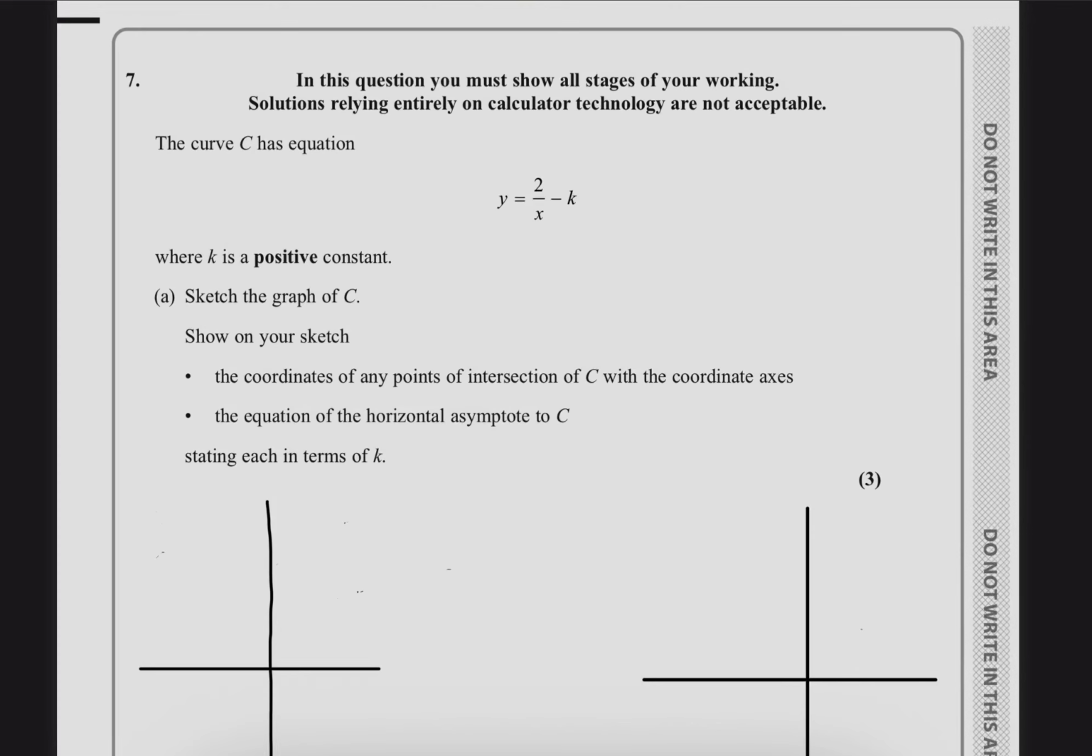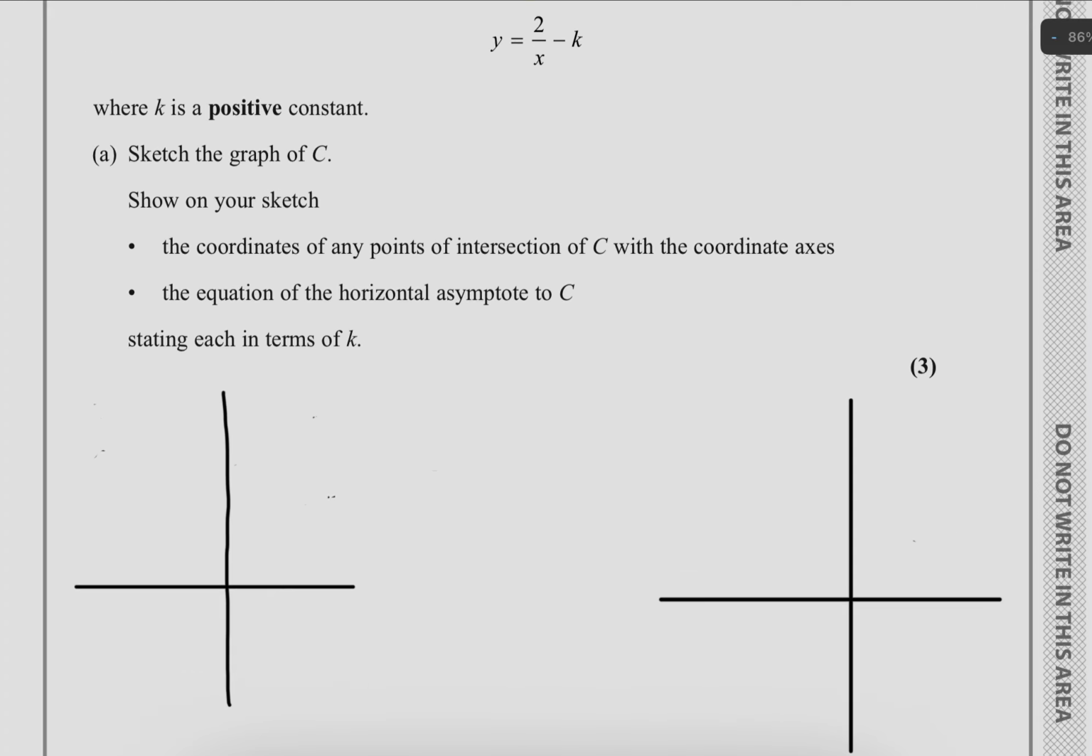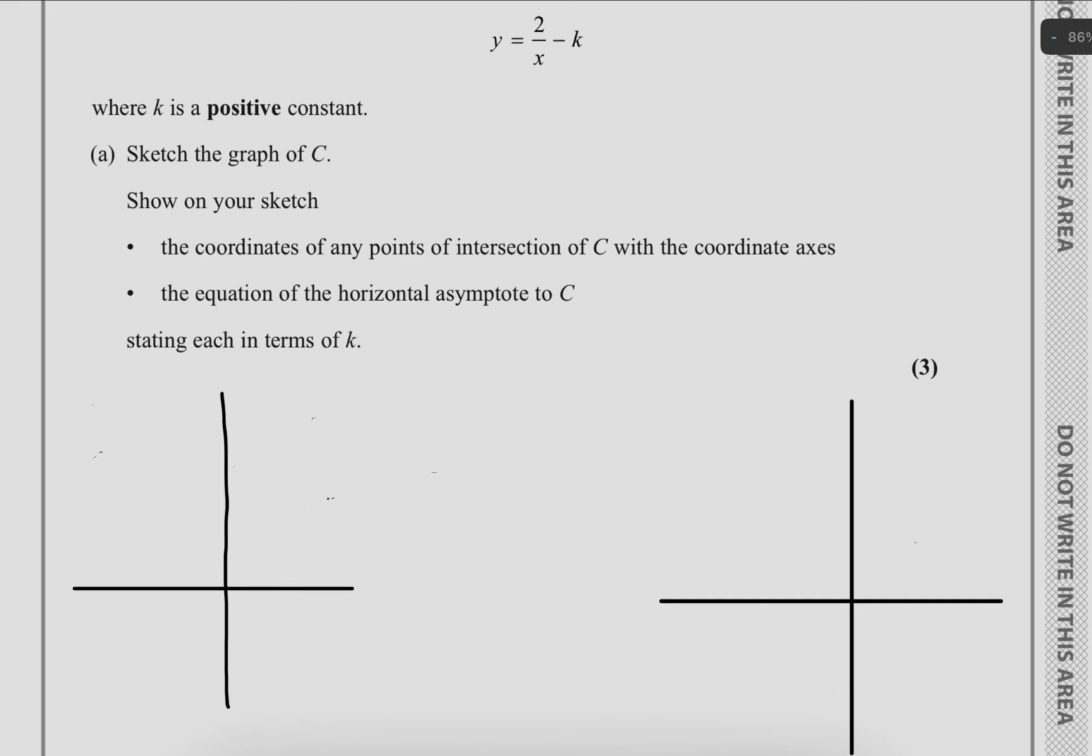For the next question, question 7, we have y is equal to 2 over x minus k. K is a positive constant. This is important. Sketch the graph of C. For this one, for explanation purposes, I'm going to show you, first of all, our graph of y is equal to 1 over x. It's a very standard graph. It just looks something along the lines of this.